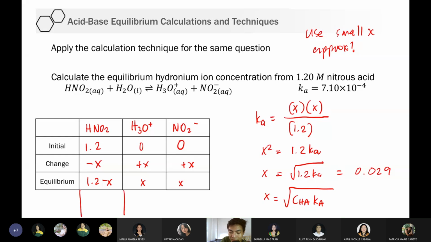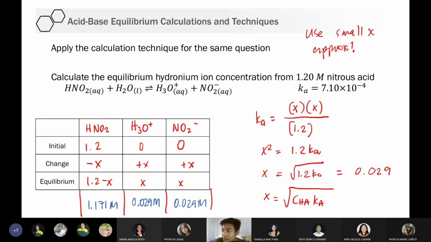So for the equilibrium amounts, dun mo na siya ipa-plug in dito sa table. So H3O plus will be 0.029 molar. Nitrite ion will be 0.029 molar. And for nitrous acid, that's 1.2 minus X. That will be 1.171 molar. Just like what we answered last time. Okay.